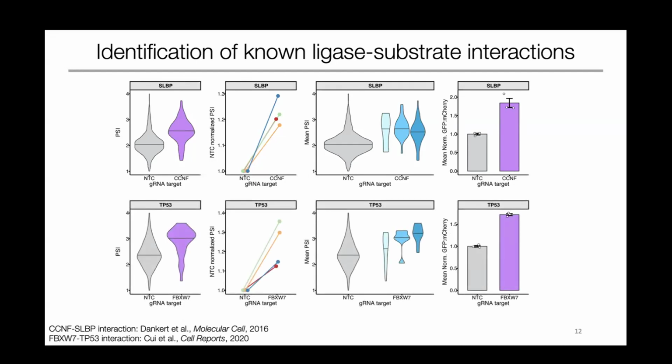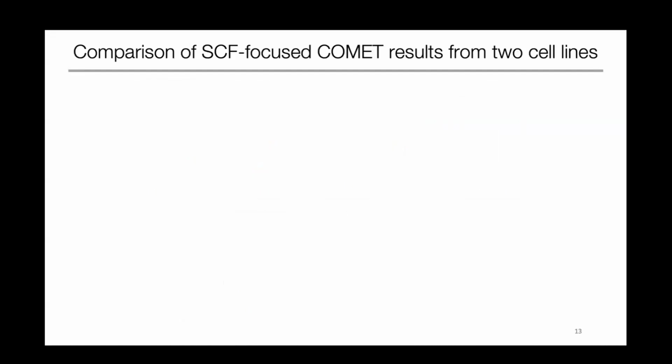We found this other example, which is TP53 being degraded by FBXW7, and the trends were very similar to the SLBP example. So we felt good that we were at least able to recover some known things, and then we wanted to go on and see what else was in the results that might not be so well characterized.